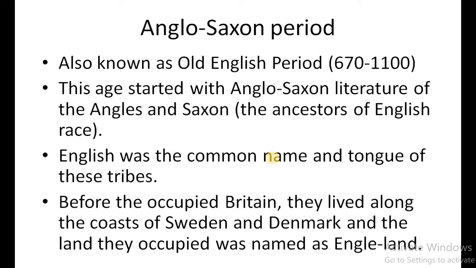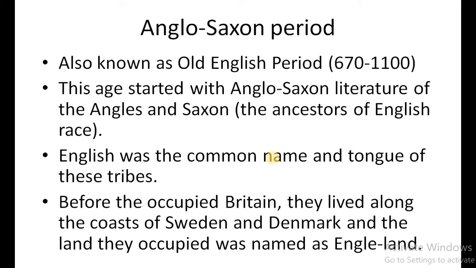First we will try to understand the contextual background of this period, from which time to which time it extended, and yes, the important works, the important genres in which literature was produced, and the famous poets or prose writers we have in the era. The Anglo-Saxon period is also known as the Old English period, that extended from 670 to 1100.